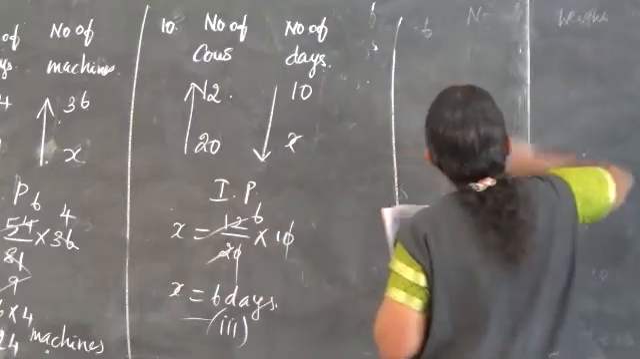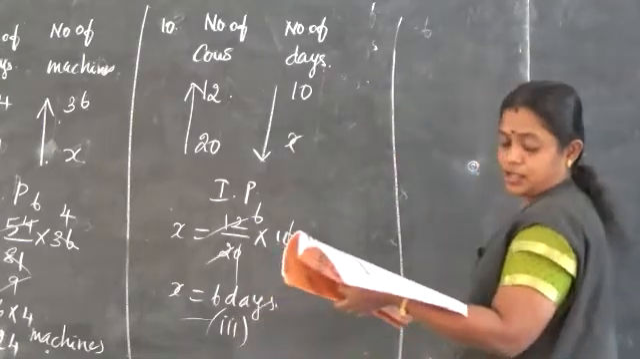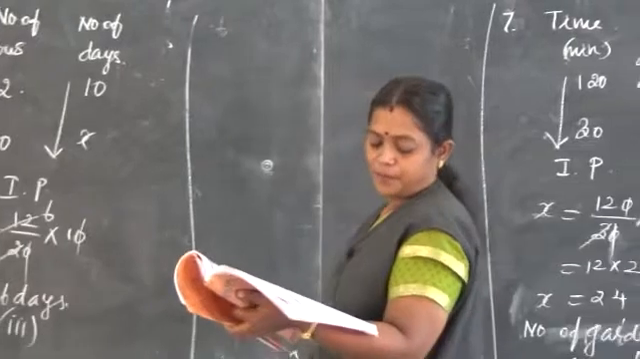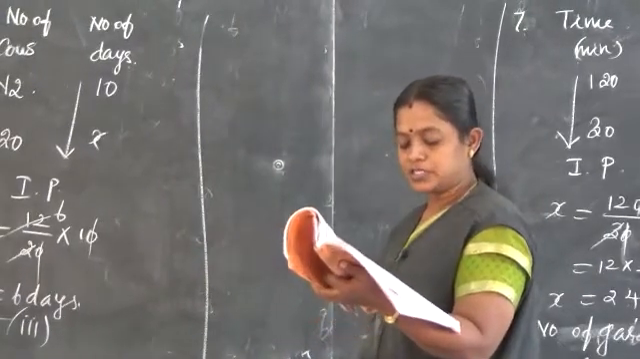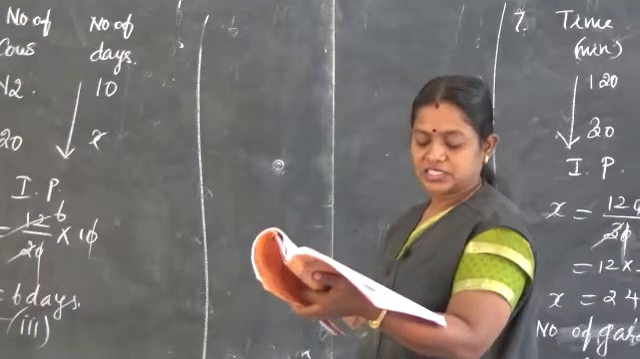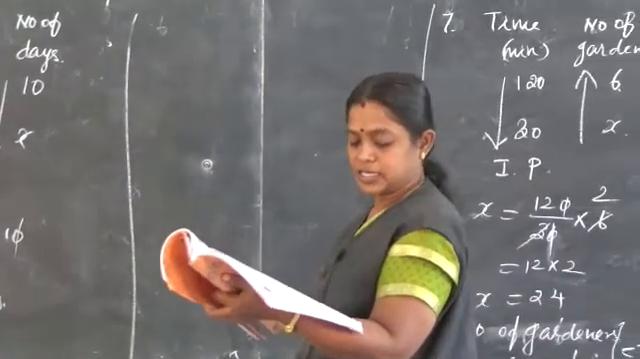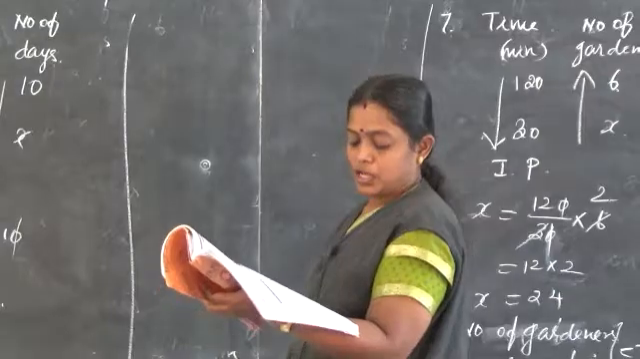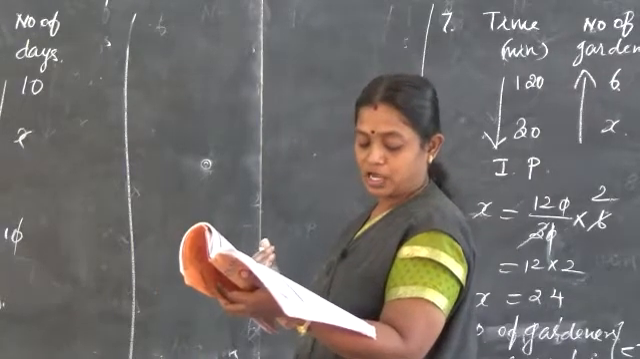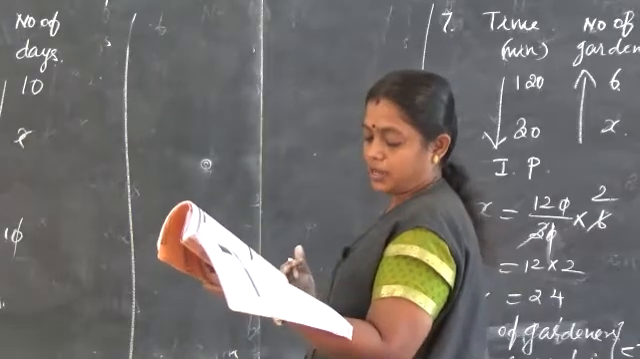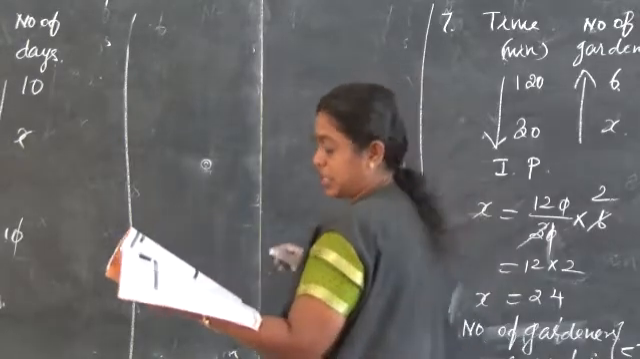The last question for this lesson. 4 typists are employed to complete a work in 12 days. If 2 more typists are added, they will finish the same work in how many days? Same work only. How many typists are added? 2 more typists are added.